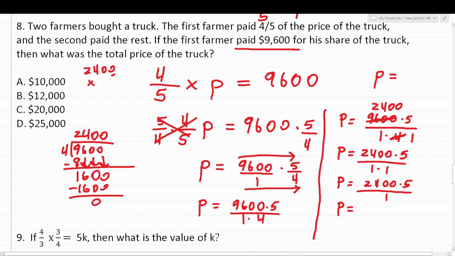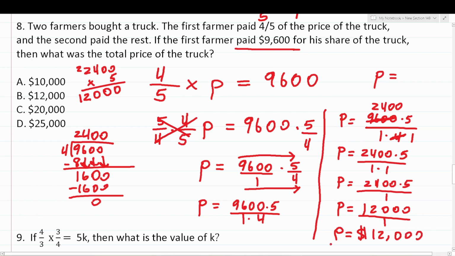We have 2400 times 5. 0 times 5 is 0. 0 times 5 is 0. 5 times 4 is 20, so bring down a 0, carry a 2. 5 times 2 is 10 plus 2 is 12. So this is 12,000 over 1. Anything divided by 1 is itself, so 12,000 divided by 1 is just 12,000. In other words, the total price of this truck is B, $12,000.